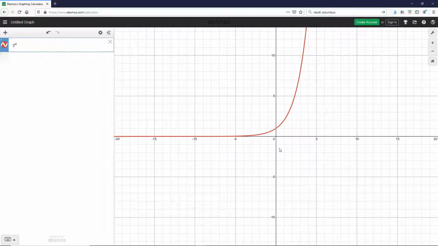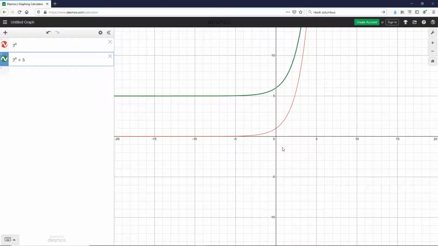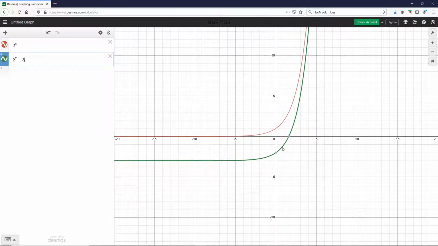You see that as you go to the right, the function is increasing, and as you go to the left, the function is decreasing and getting closer and closer to the x-axis. Now, if you remember when we were talking about vertical shifts, let's say I wanted to shift the graph up 5 units, I would add 5 to the entire function, and it shifts the graph up 5. Or if I wanted to shift the graph down 3 units, I would subtract 3 from the function.